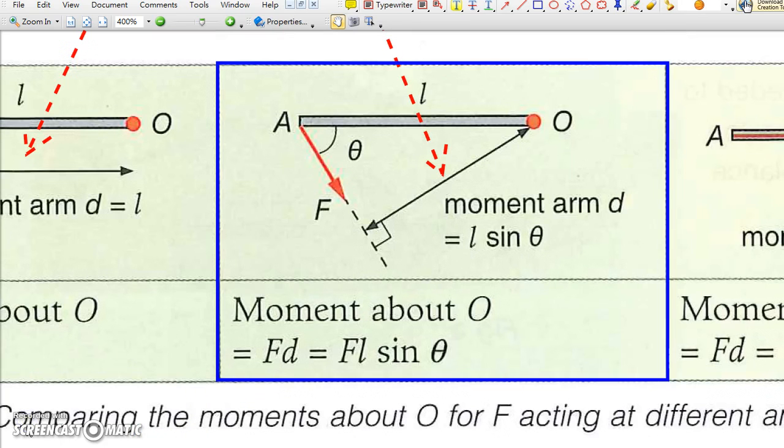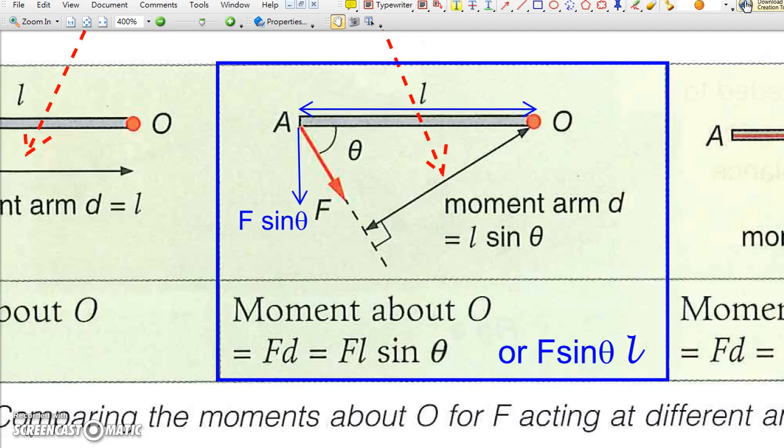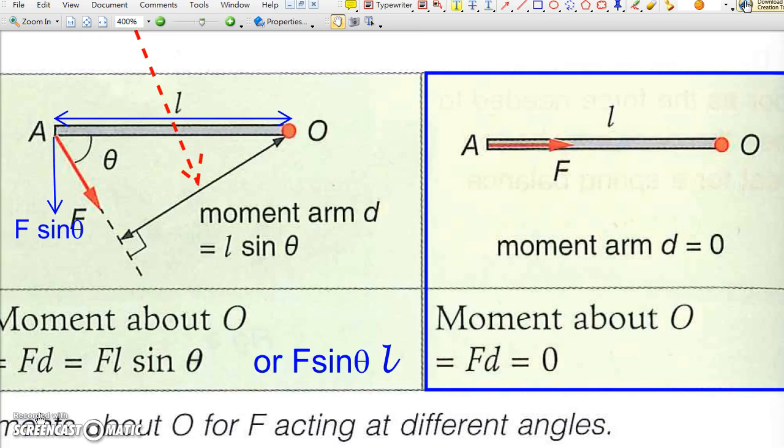In the middle, the moment arm becomes L sine theta, and so the moment is FL sine theta. If you find it difficult to find the moment arm, you may find the perpendicular component of applied force instead. So in this case, the perpendicular component of applied force is F sine theta, and then the moment arm is L. So the moment is FL sine theta. Easier, isn't it? On the right, there is no perpendicular component of force, and hence the moment is zero in this case.